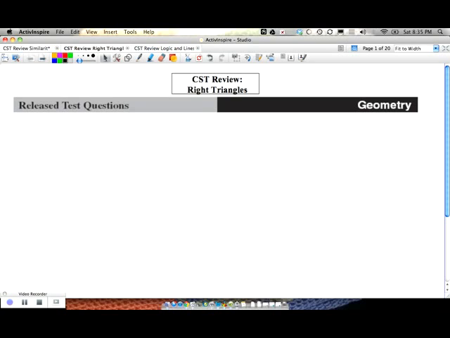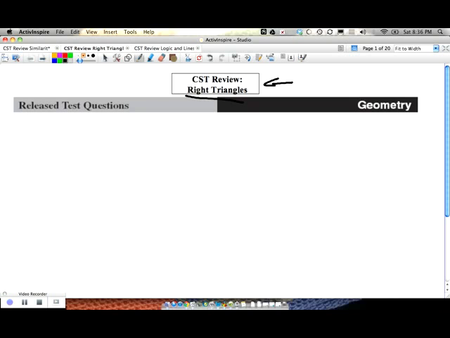Welcome back, Geometry. We are doing more of the CST review, a little bit of these release questions. This group that we're going to be looking at is right triangles. Anyways, we have right triangles.